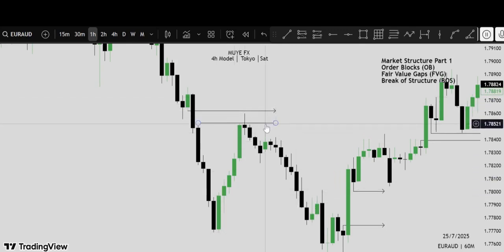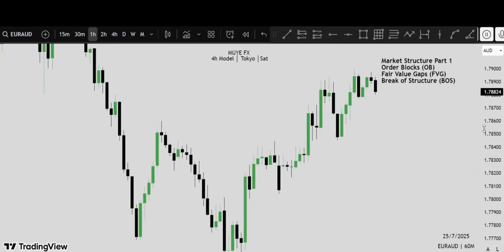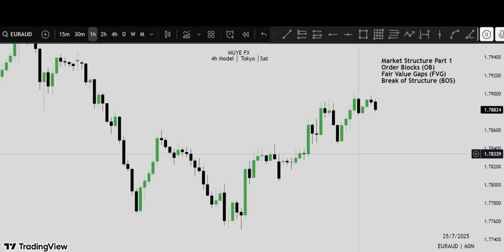So that is just it for fair value gaps and order block. Sometimes it can be a bit confusing, especially for beginners. So you just take the video back and rewatch it, and you can ask questions in the Telegram channel.